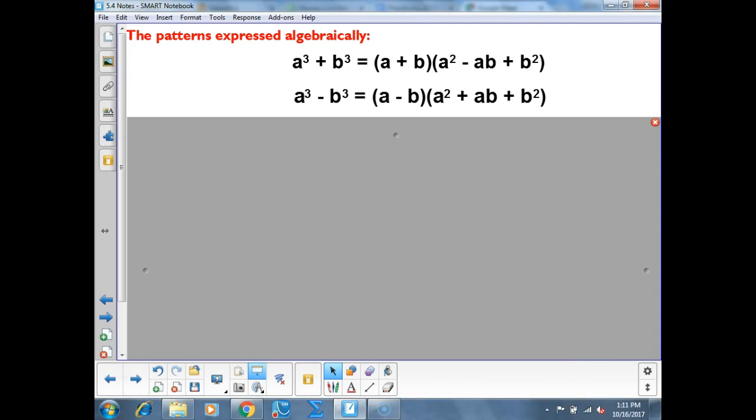Okay, so any questions then about the cubic formulas? Pretty straightforward. Okay. So then, let us chat 2 seconds about these.